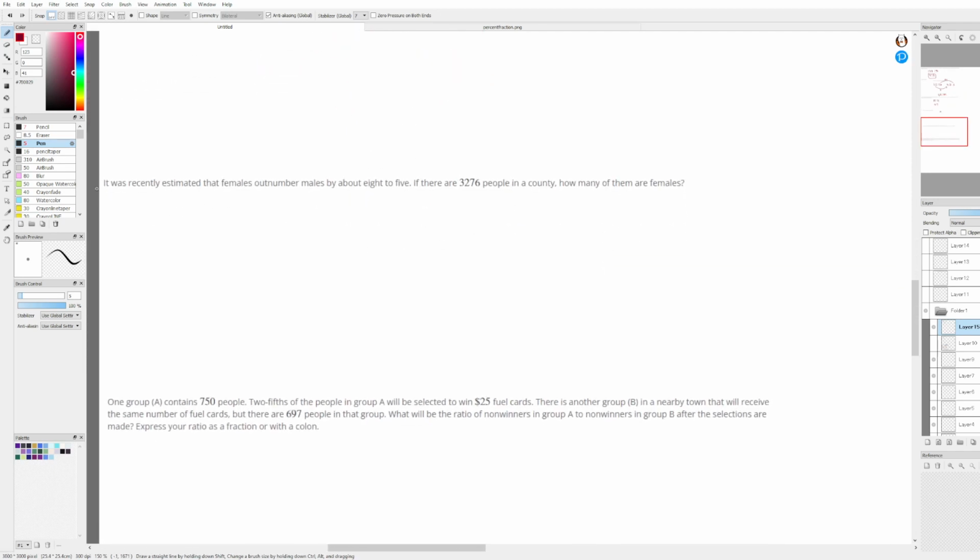These ones are a little bit more tricky. It's recently estimated that females outnumber males by 8 to 5. So 8 to 5, F to M. And then if there are 3,276 people in a country, how many of them are females? If we think about it in groups, 8 to 5 is 8 plus 5, which is 13.